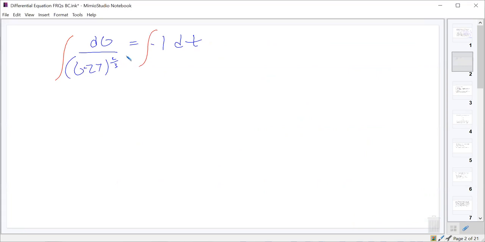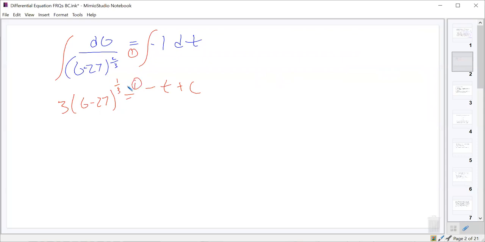Integrate both sides. Negative t plus a constant. And then this side, this is g minus 27 to the negative 2/3. So that'll go up to positive 1/3 and become a 3 times g minus 27 to the 1/3. Everybody good with that so far? If you got that far, that was worth 2 points. 1 for separating the variables, 1 for the correct antiderivatives.